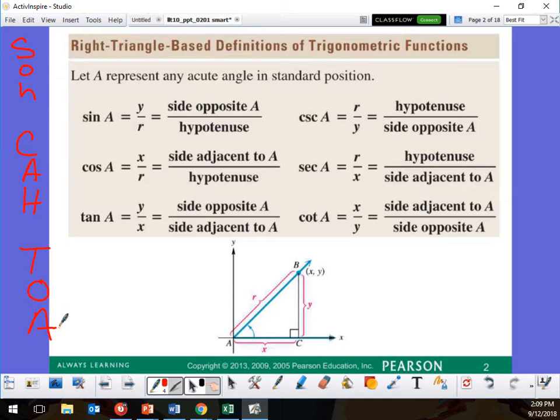So some old hippie is S-O-H. So sine is opposite over hypotenuse. Caught another hippie is cosine is adjacent over hypotenuse. And tangent is opposite over adjacent.